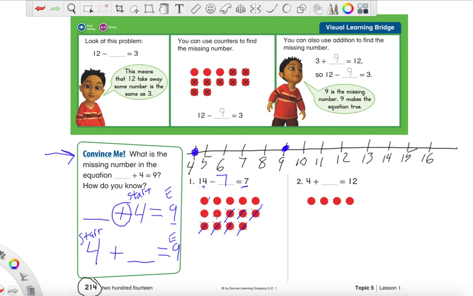Alright, if you're all done, we're going to go over it, but if you're still working, pause the video, take your time with it, don't rush, because when we rush through math, that's how we always make mistakes.